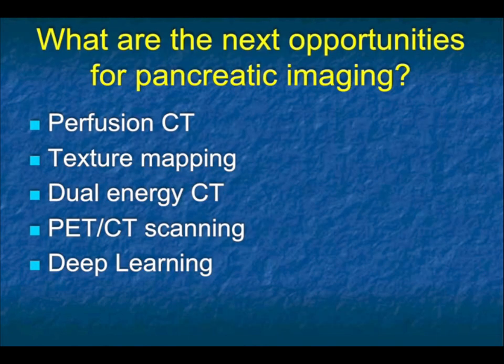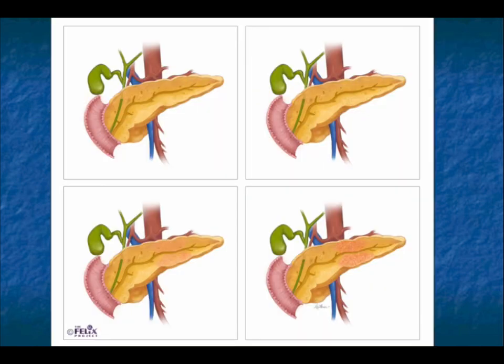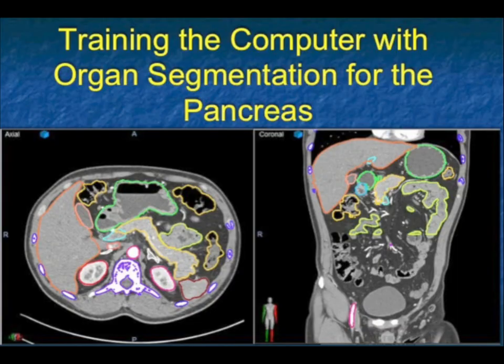Now, we still haven't solved the problem of early detection of pancreatic cancer. A lot of work is going on, whether it's perfusion CT, I mentioned a bit about texture mapping, some dual energy work, PET CT, and deep learning. The key thing is, can we pick up pancreatic cancer before the patient's symptomatic? Blood tests are looking at that.